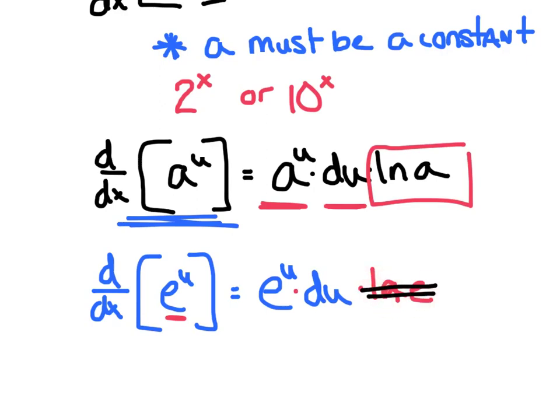All right, so one more time, you leave it alone, you take the derivative of the exponent, and I just want to be clear, you're taking the ln of the base of that constant number.